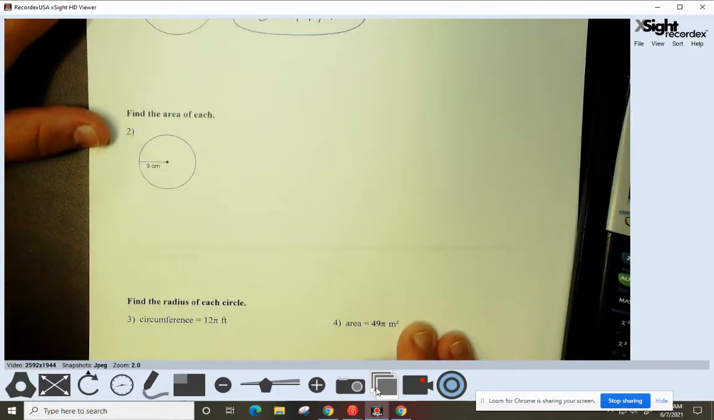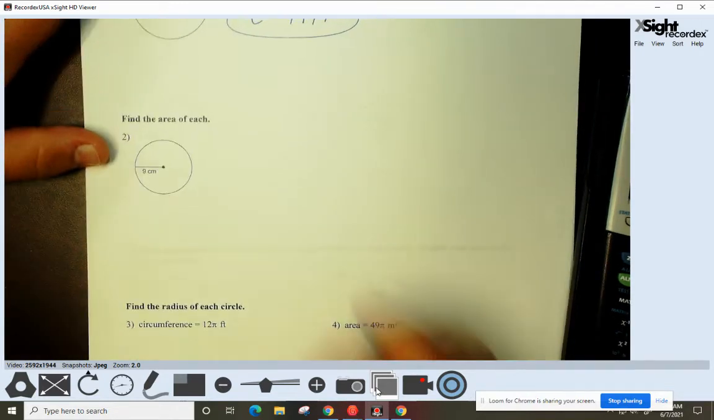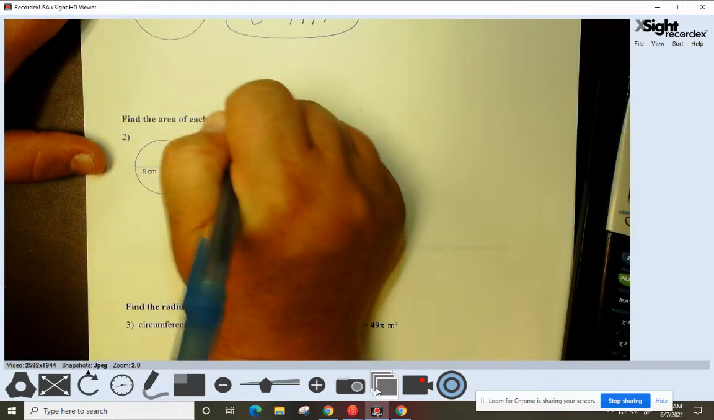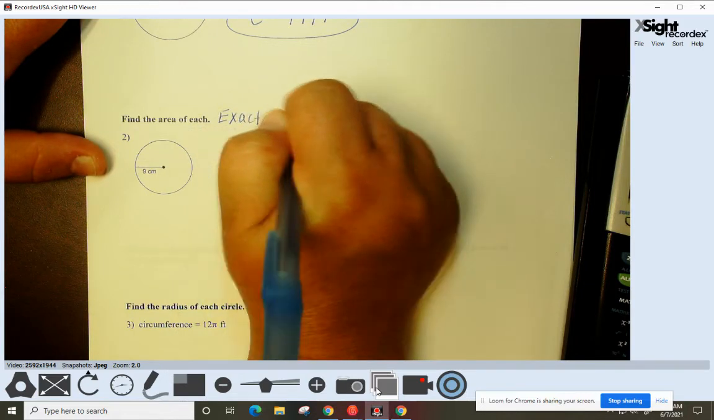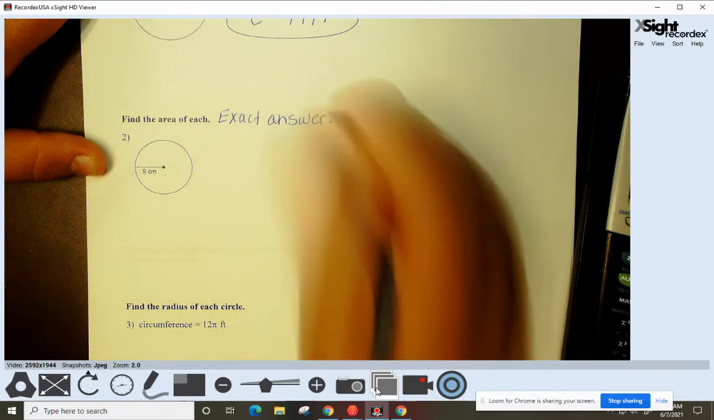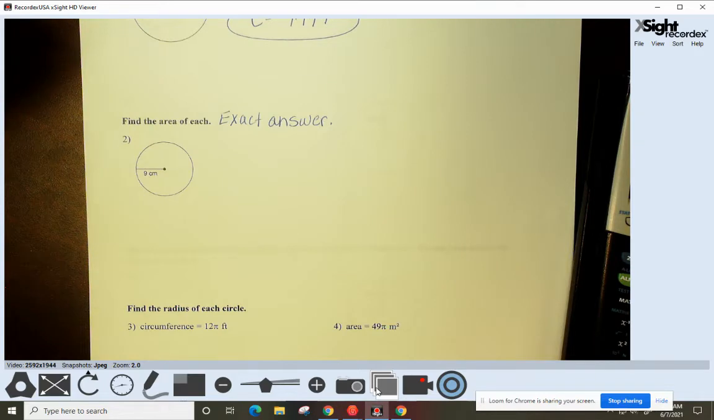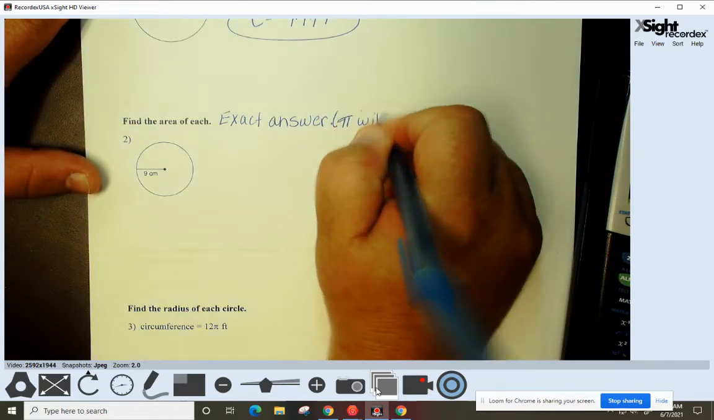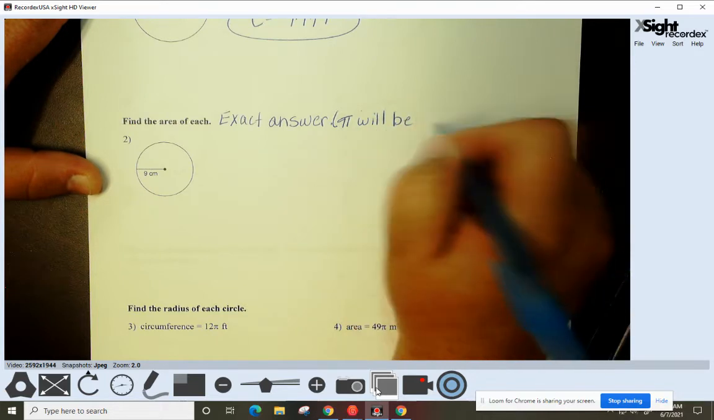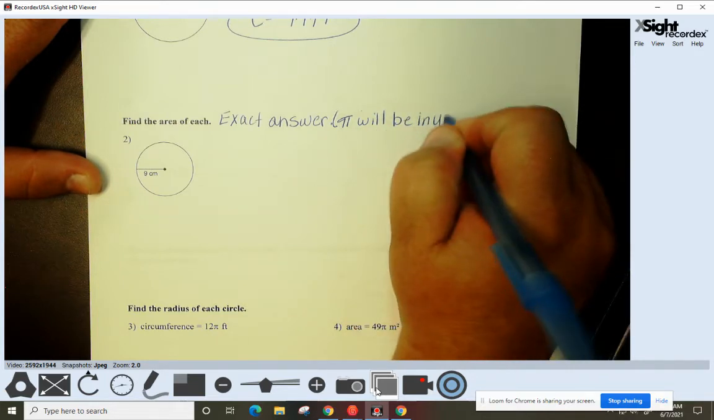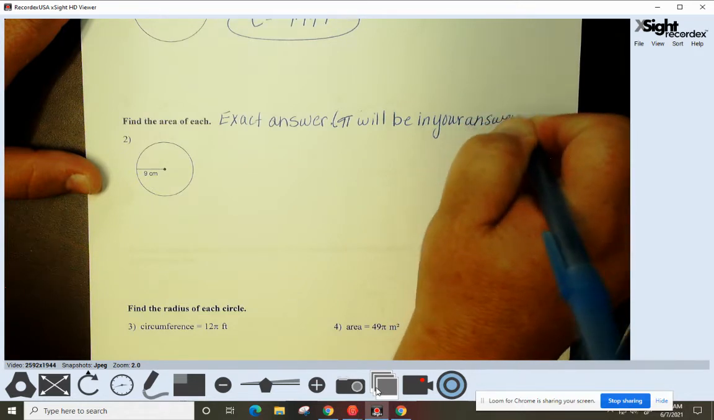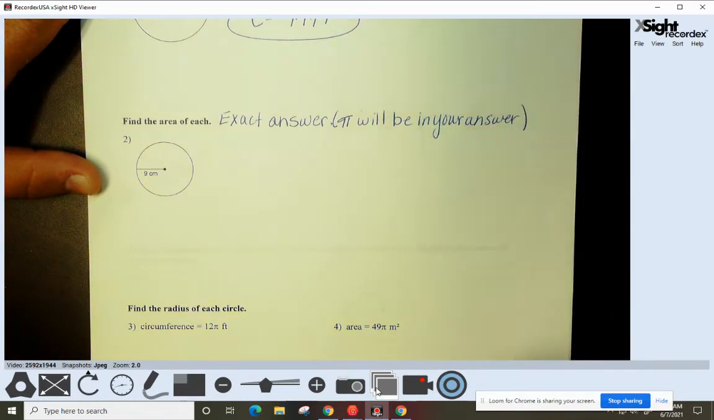In question 2, it says for me to find the area, and we're going to have an exact answer here. It doesn't tell me to use my pi button on the calculator. So when you have an exact answer, pi will be in your answer. Okay, so pi is going to be part of my answer.